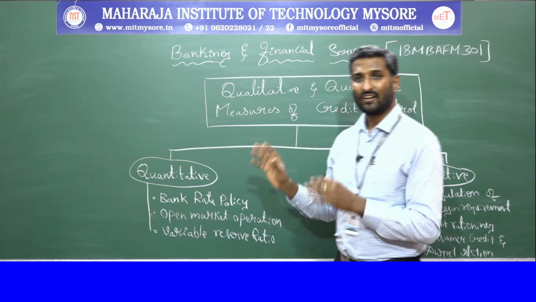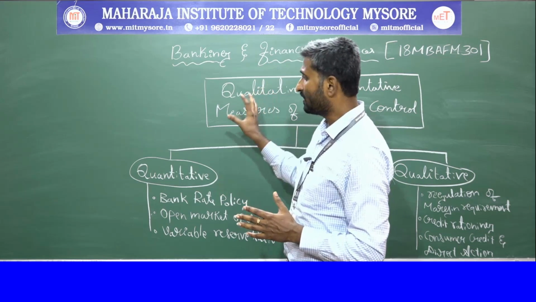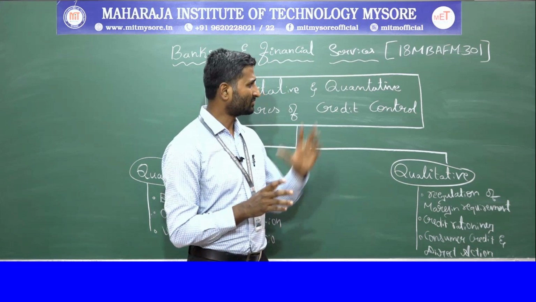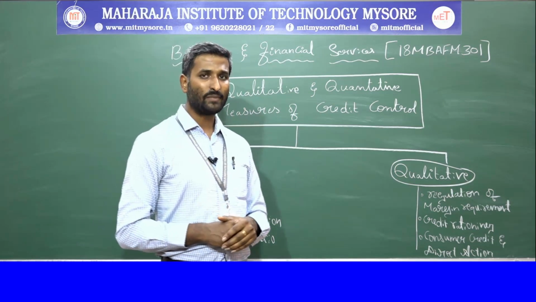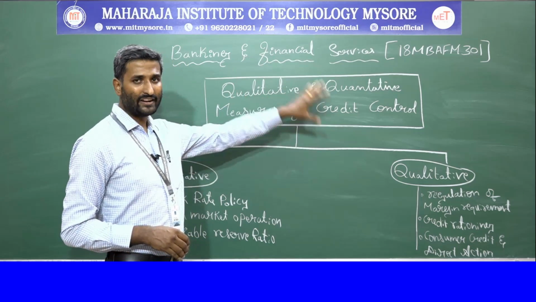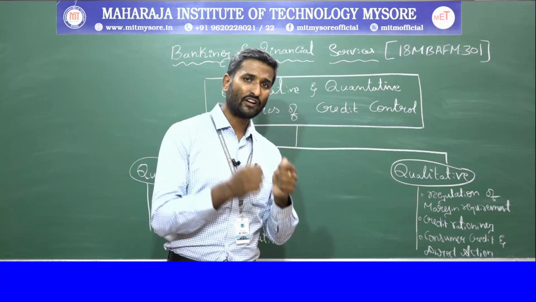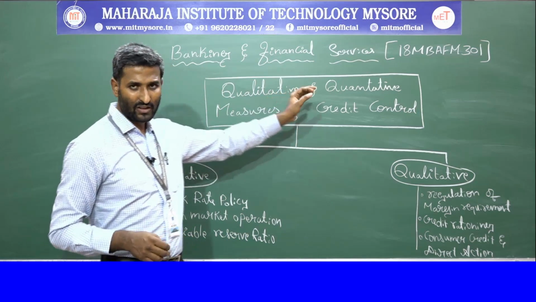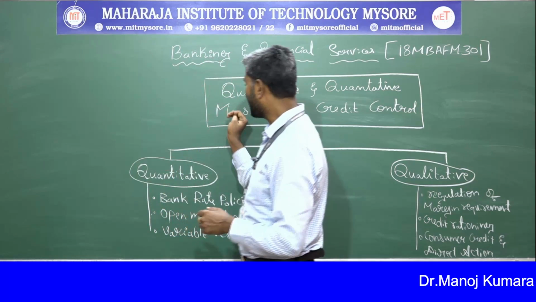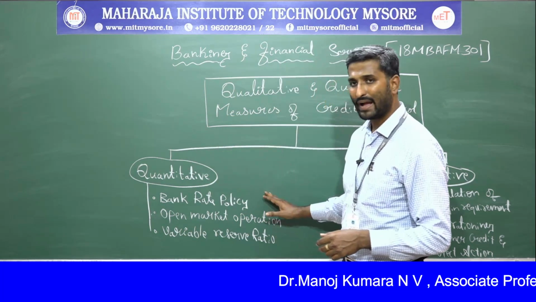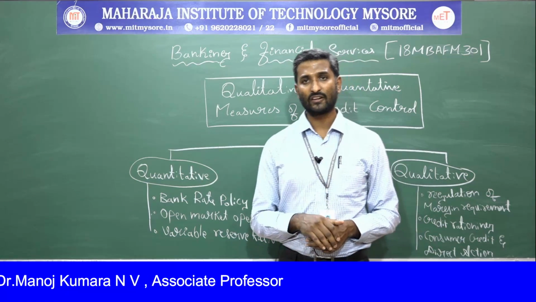Once again, I will repeat it very specifically. In banking and financial services, the RBI plays a major role as the central bank, where it has a credit control system. That credit control system is managed and controlled through qualitative and quantitative measures. In the quantitative aspects, we have the bank rate policy, open market operations and the variable reserve ratio.